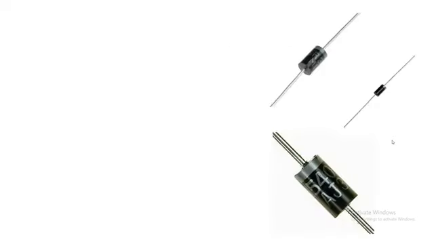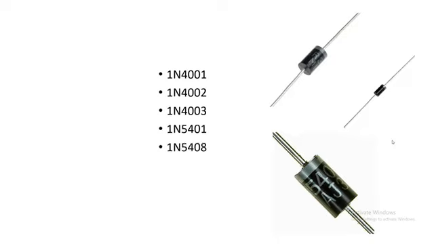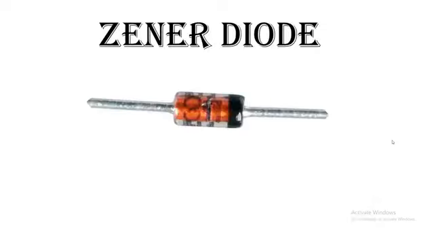This diode has different sizes, and each size has its own value, meaning its own number. A larger number has a larger power value. The small diode and large diode are the same in function, but the power handling is different. The small diode controls small power, while the large diode controls large power in the circuit board. The second type of diode is the Zener diode.